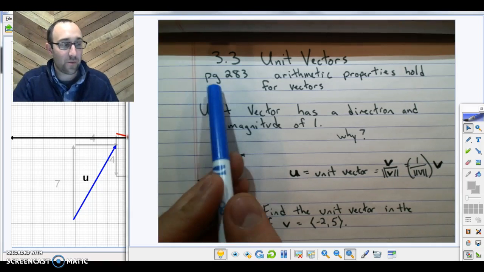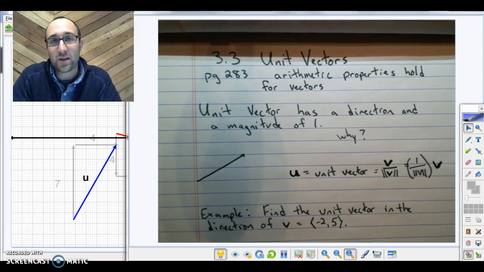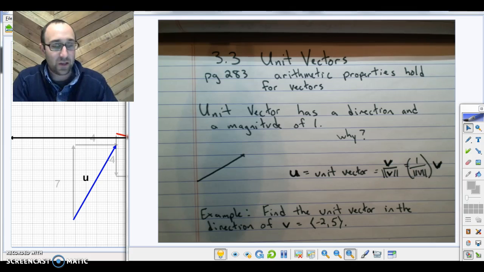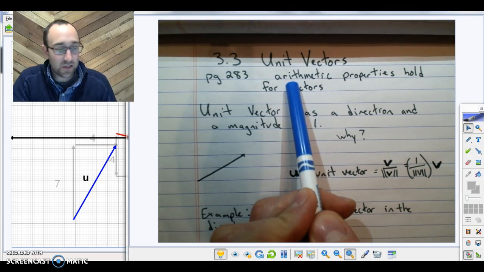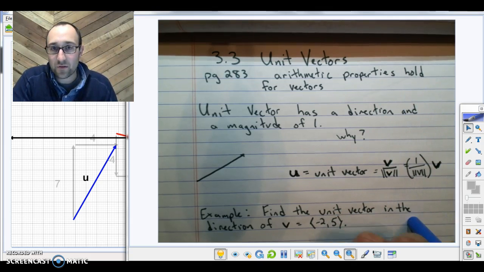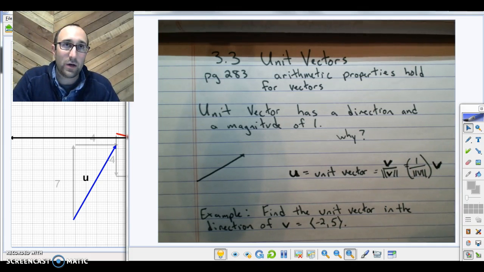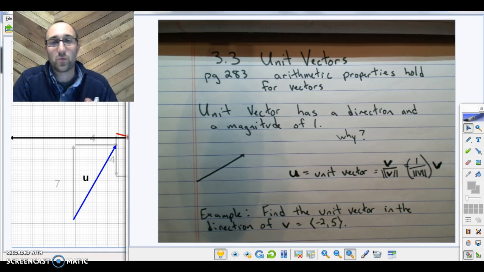This is a quick reminder on page 283. There's a big blue box that has all sorts of stuff dealing with vectors and scalars and vector addition and subtraction and multiplying and all that kind of stuff. Basically, the arithmetic properties hold for vectors. So you can add vectors and it's not going to blow up. It's going to be okay. You can use the associative property, the distributive property, all that stuff still holds with vectors. It's not just working for single numbers.